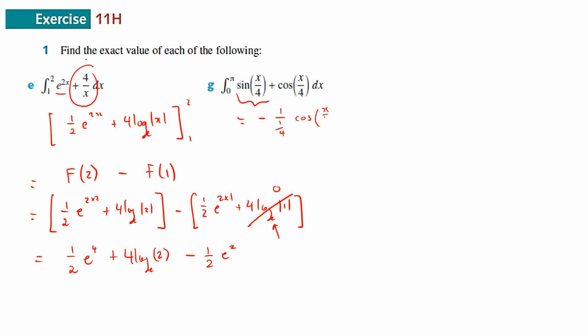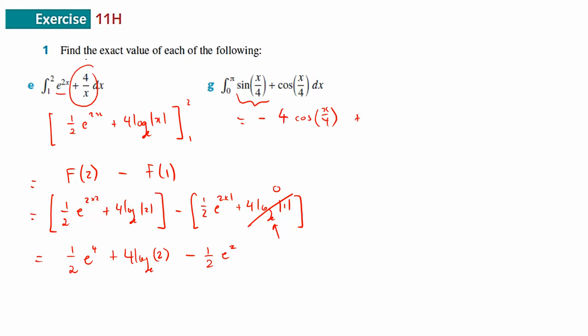And 1 over 1/4 is equal to what? How do we simplify that? We never leave our fractions with fractions on fraction. 4. How many quarters in 1? There's 4 of these quarters in 1, so we can rewrite that as 4. So negative 4 cos of x on 4.